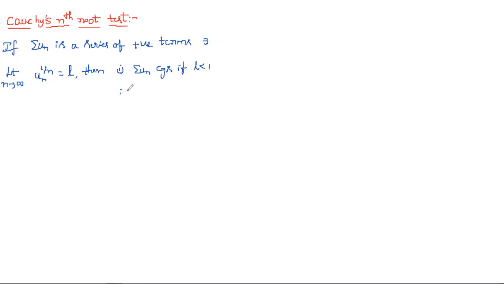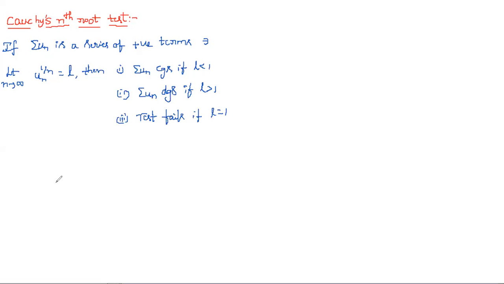So please take care of the statements importantly. Why? Because based on the statement only we write the conclusion whether it converges or diverges. If you observe, in the ratio test, if L is greater than 1 it is divergent, but in the nth root test, L less than 1 is convergent and L greater than 1 is divergent. And the third one, the test fails if L is equal to 1.